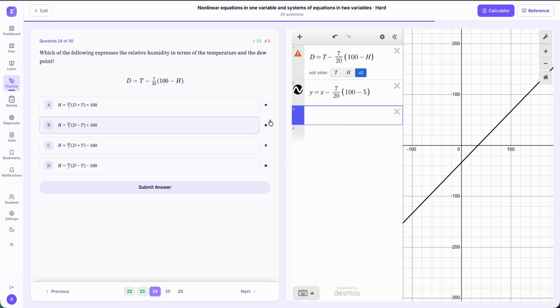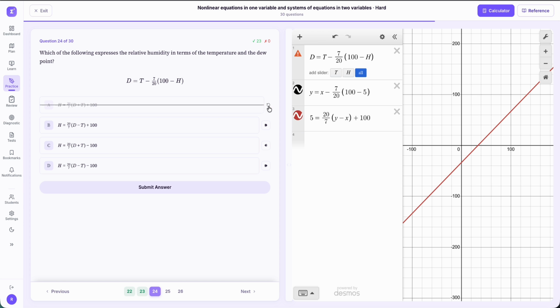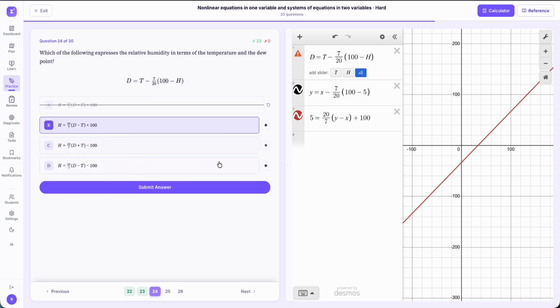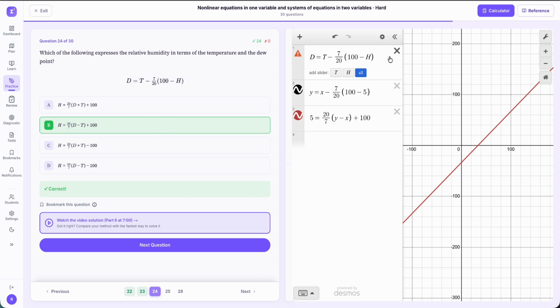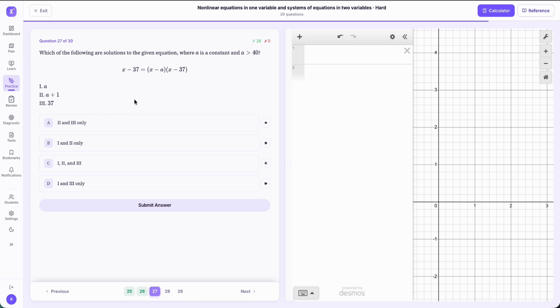So A says h equals. We made h 5, so it's 5 equals 20 over 7, and then d plus t, so that's y plus x plus 100. Is that the same line? No, so that's wrong. B is basically the same thing, but with a minus here, so I just have to change this to minus. Let's see what happens. There it is. Now it's the same line. If I turn off the red one, there's the black one underneath it. So that's the same one. So yeah, we're done with that. That's it. All right, next one.